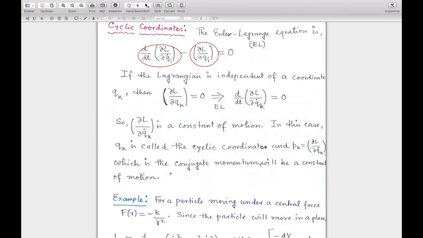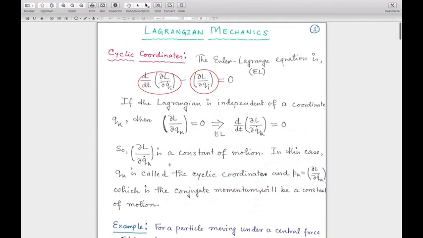Now remember, if both q_k and q_k dot do not appear in the expression of the Lagrangian, then there is no story of cyclic coordinate as such, because then this term will be 0, and this term will also be 0. So 0 minus 0 is 0, that is, a trivial identity. Only when q_k is absent in the Lagrangian but q_k dot is present, then only the context of cyclic coordinates comes, and then only we can also define the conjugate momentum as well.